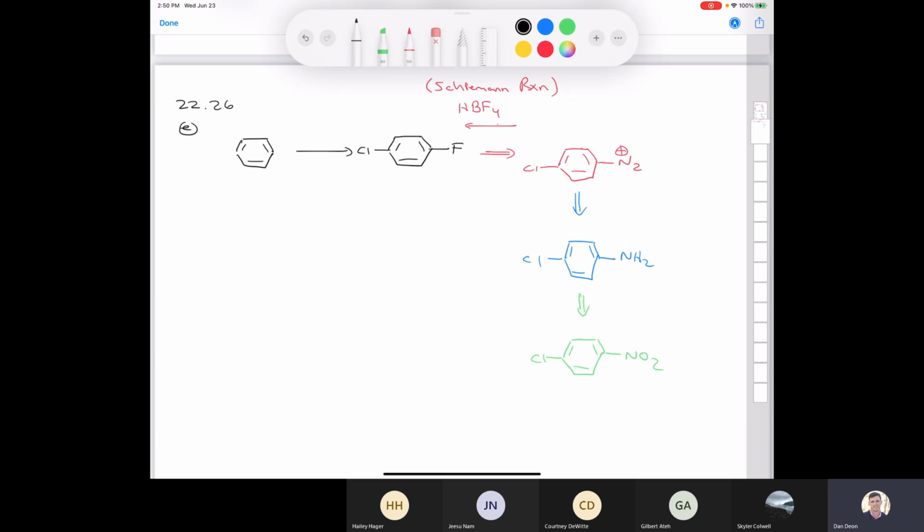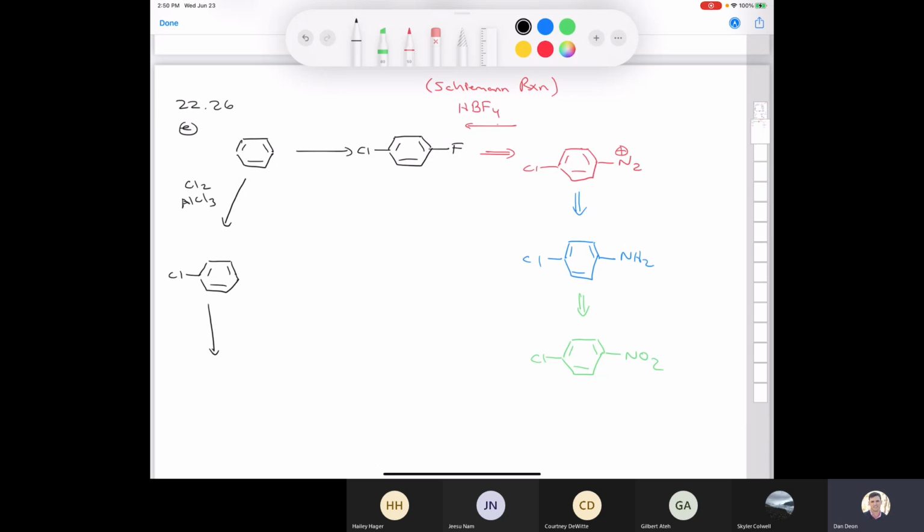So we can just start with benzene, and we can start by just chlorinating it. So we're going to treat it with chlorine, and I'll use aluminum trichloride as my Lewis acid. So that installs my chlorine on my aromatic ring. Again, chlorine is weakly deactivating, but it's an ortho-para director. It's one of the exceptions.